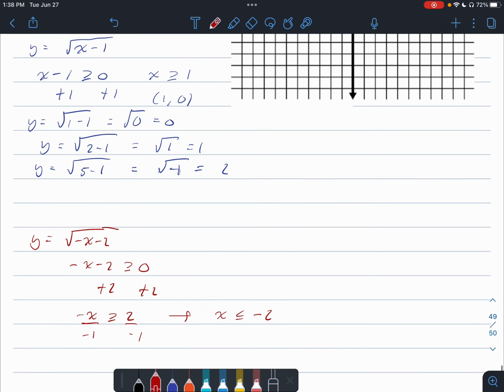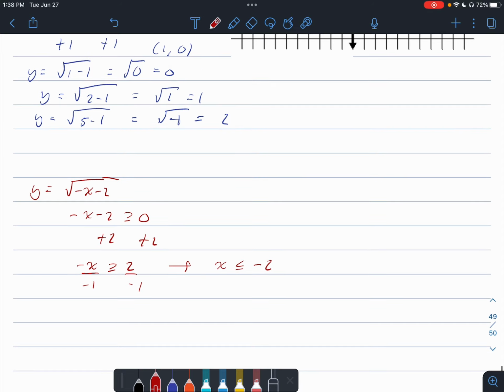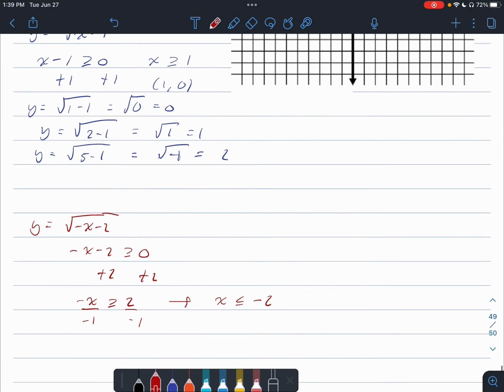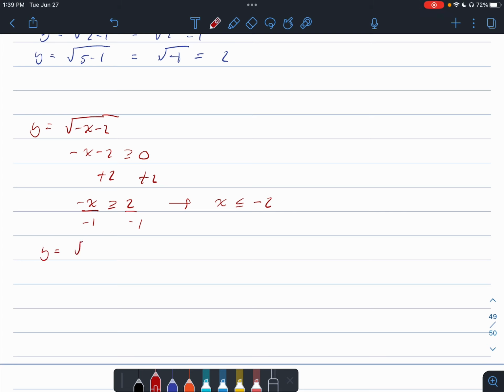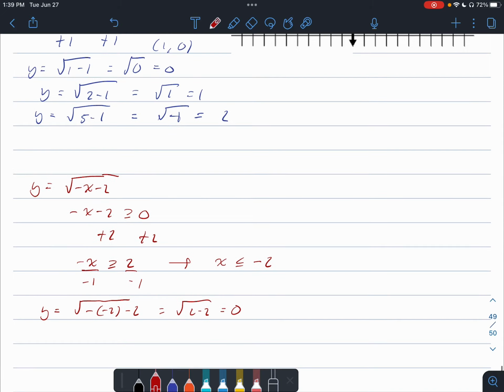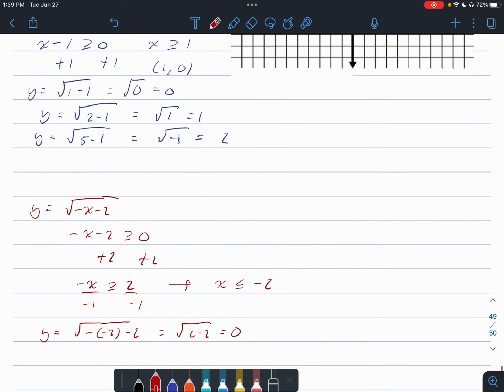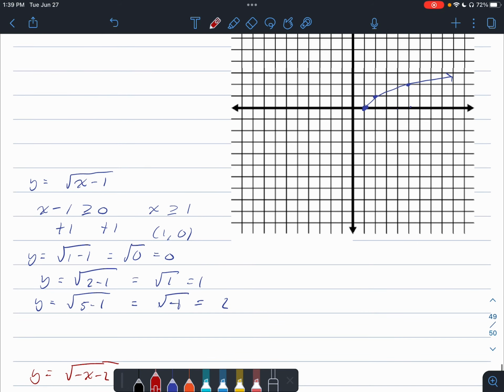All right, so now let's go ahead and, so really sorry, just to pause. What this means is we're only considering values that are less than or equal to -2. Okay, so if we plug in now x equals -2, we'll get the square root of -(-2) minus 2, which is the square root of 2 minus 2, or just 0. So we know that our most extreme point is going to be -2, 0. So we'll be right here.